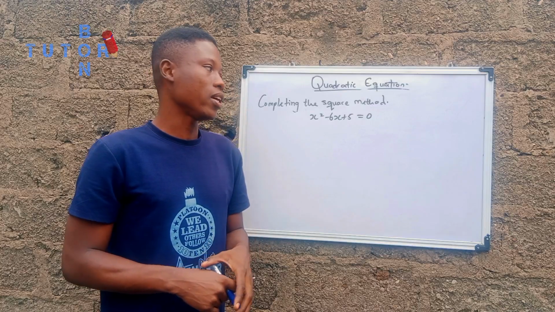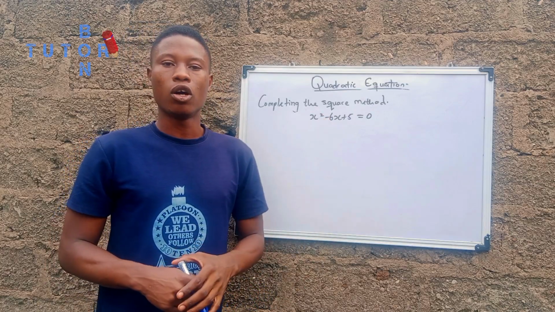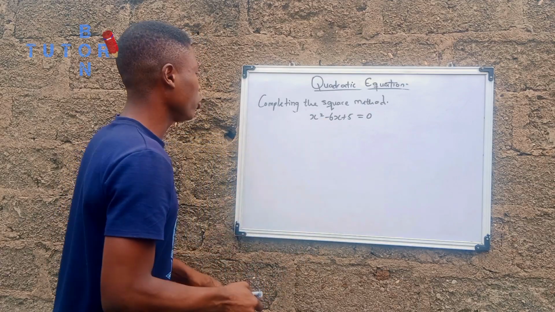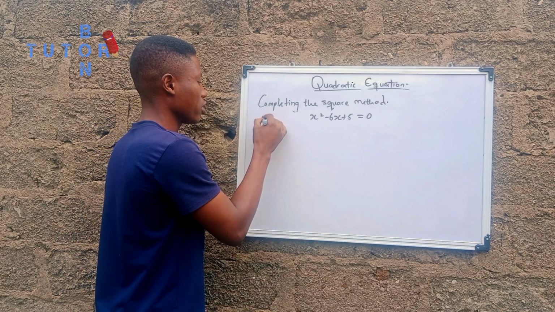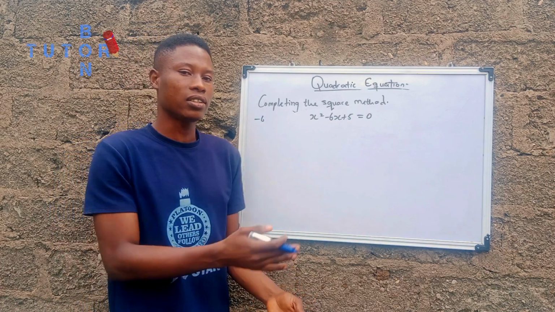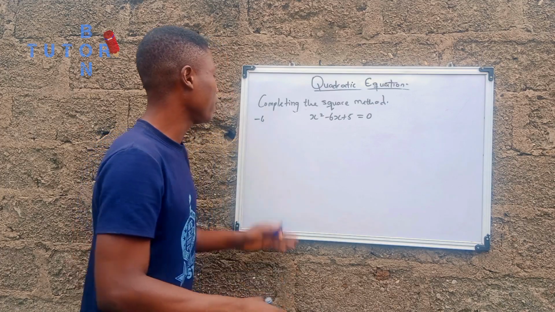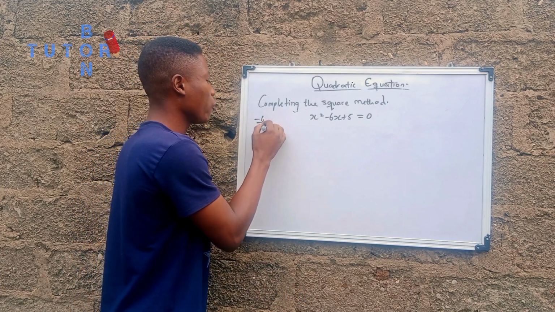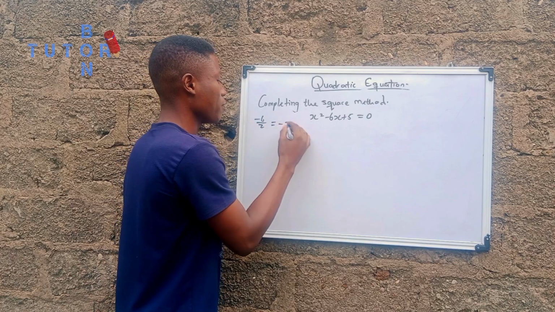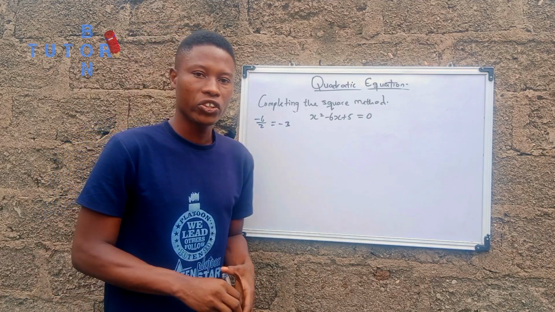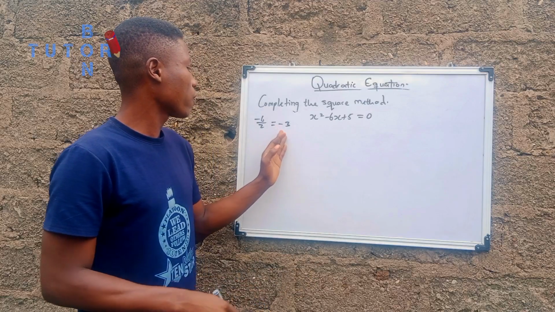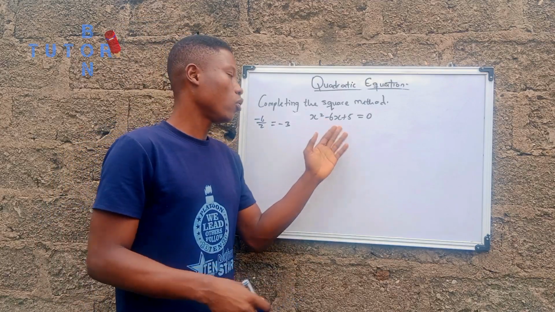And the second step says we should find the half of the coefficient of x. And the coefficient of x here is -6. Take note, you have to take along the sign with it. Consider the sign, it is also part of it. So you have it to be -6, and half of it will give us what? Yes, -3. That's the second step. We have gotten the half of the coefficient of x.